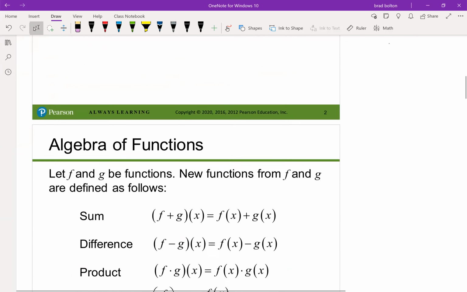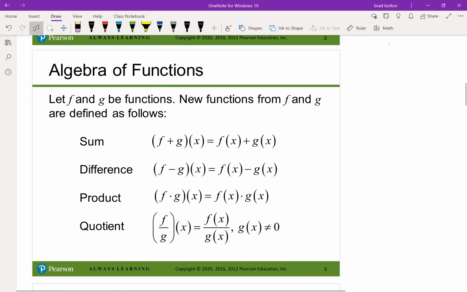We'll be using our algebraic techniques with functions, okay? So here's something that you want to definitely memorize and understand, that algebra of functions works like this. Let f and g be functions. New functions from f and g are defined as below. So we can say this notation here, f plus g of x means f of x plus g of x. F minus g of x means f of x minus g of x.